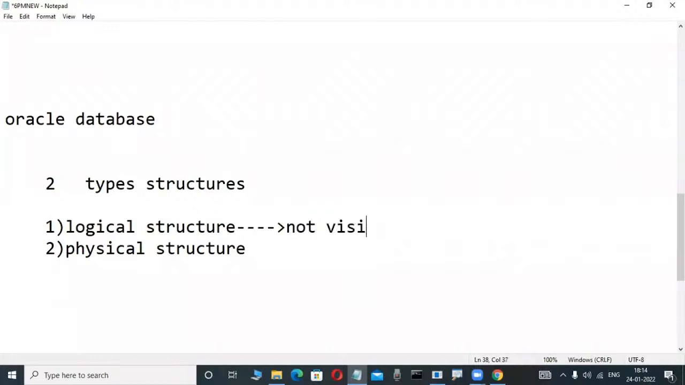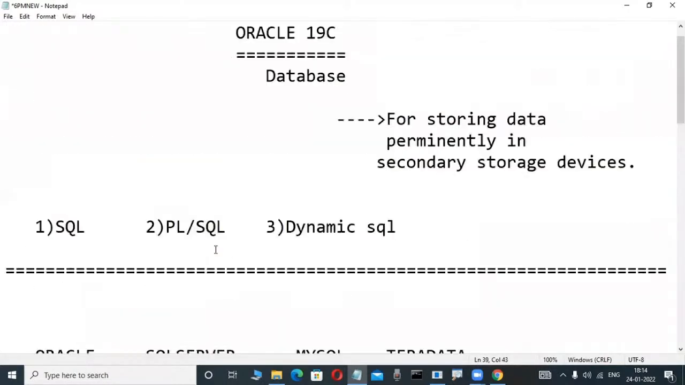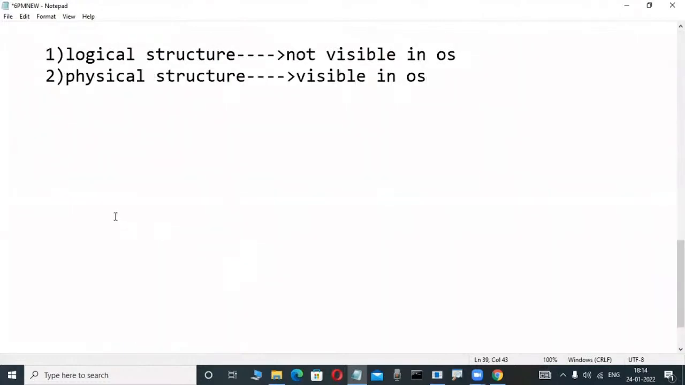A structure not visible in the operating system is called a logical structure. A physical structure means whenever we install Oracle, SQL Server, DB2, these softwares, automatically physical files are created, as I told in the previous classes. That's why a structure which is visible in the operating system is called a physical structure. These are the things I told in a previous class. Don't worry.